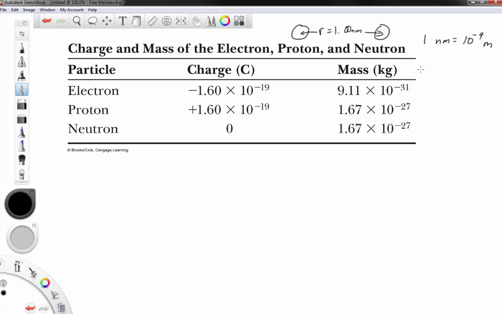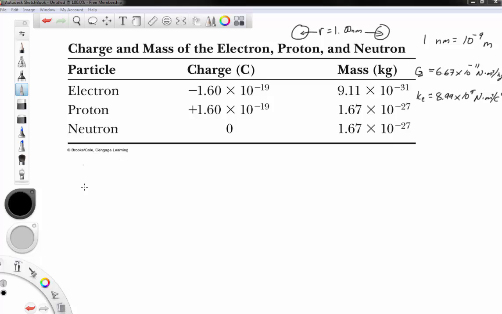Okay, and while I'm at it, I'm going to write out my two constants. The gravitational constant, 6.67 times 10 to the minus 11 Newton meters squared per kilogram squared, and then the Coulomb constant, which is 8.99 times 10 to the 9 Newton meters squared per Coulomb squared.